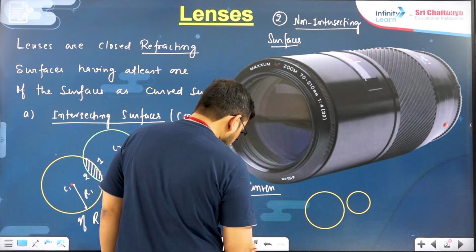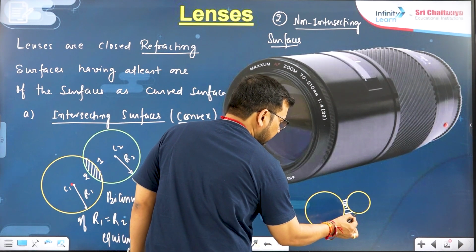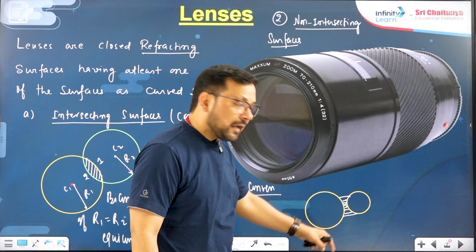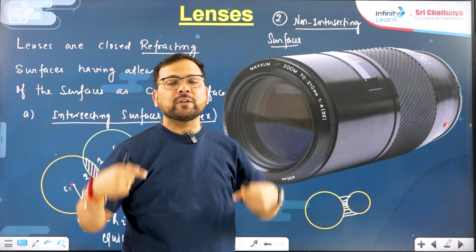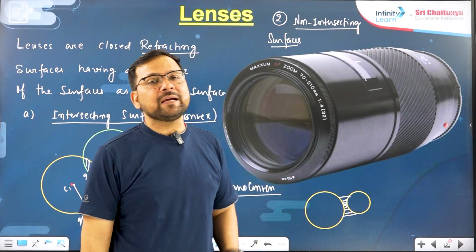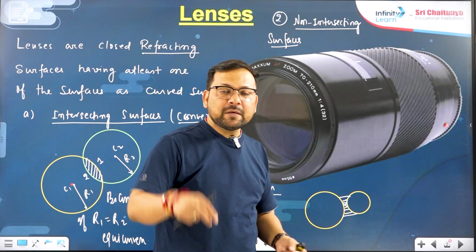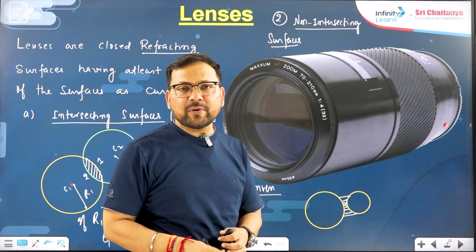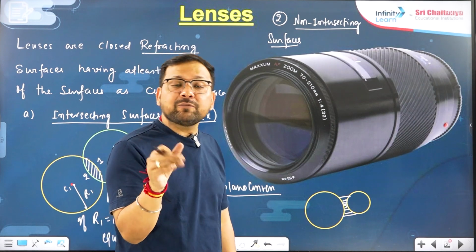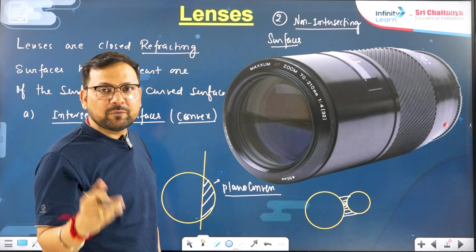And the separation between these two is filled with some transparent medium. That is behaving like a concave lens. So these two surfaces are not intersecting each other, but they are close to each other, and the gap is filled with some transparent medium, and that is forming the lens. You can fill water also, right? So that will be a water lens, glass lens, mercury lens, anything filled there.